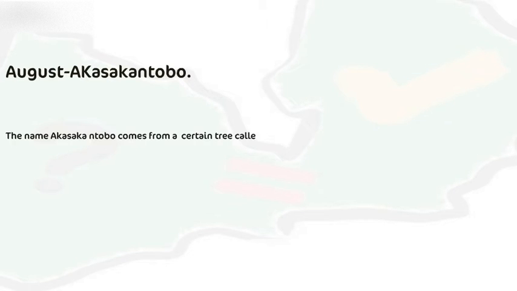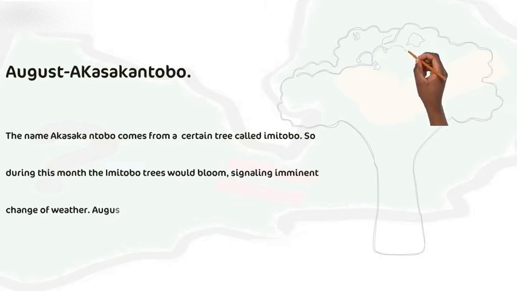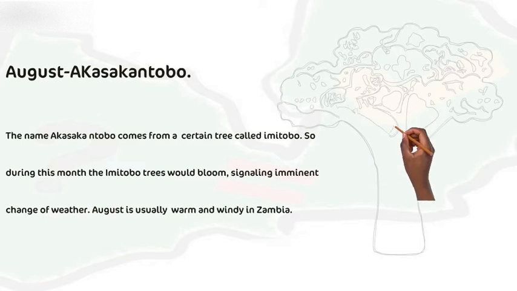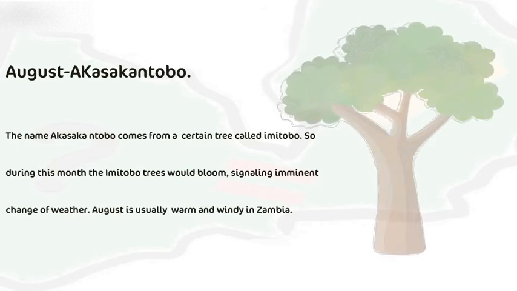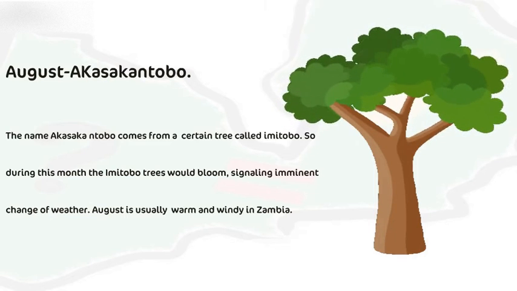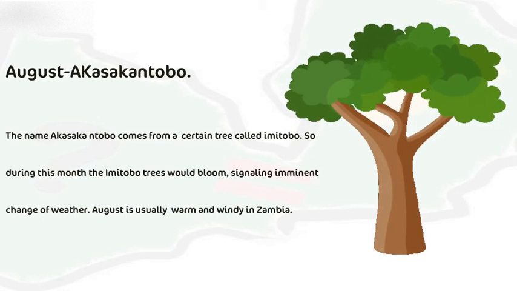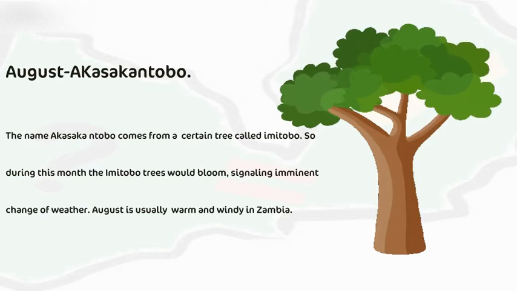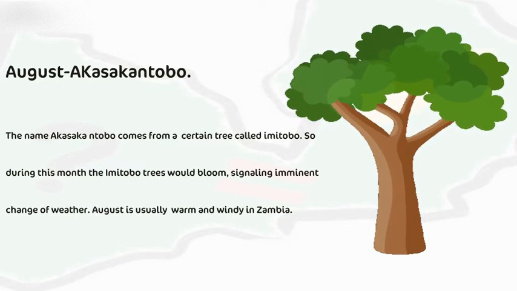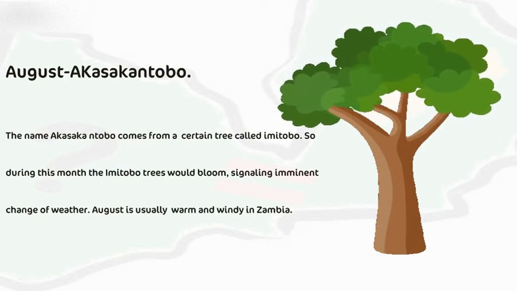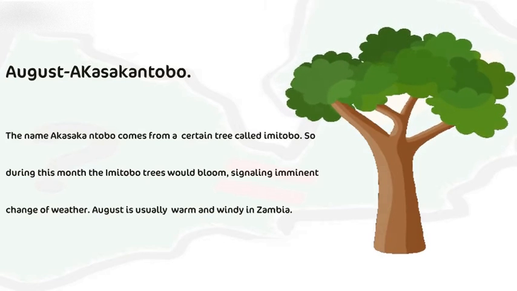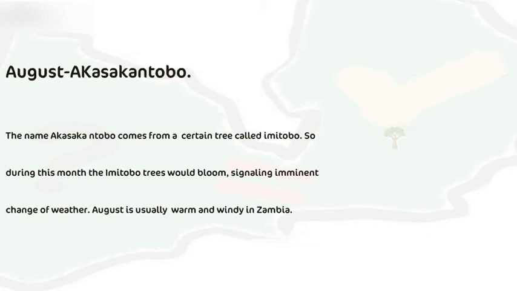August in Bemba is called Akasaka Ntobo. The name Akasaka Ntobo comes from a certain tree called Imitobo. So during this month, the Imitobo tree would bloom, signifying or signaling an imminent change of weather. So August is usually warm and windy in Zambia.